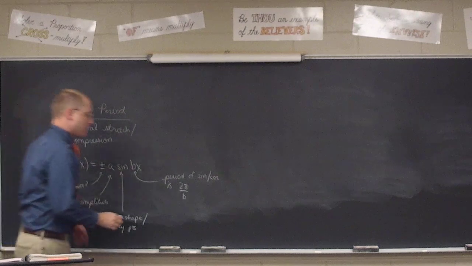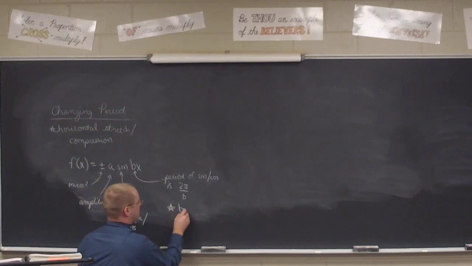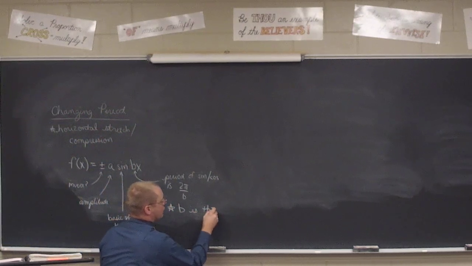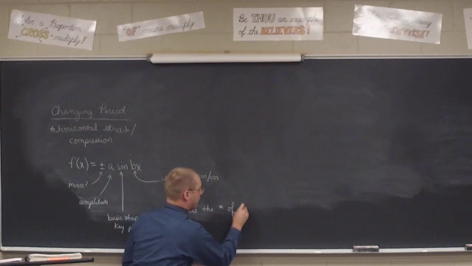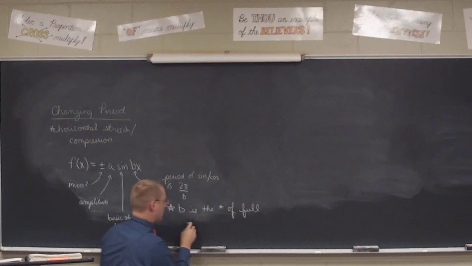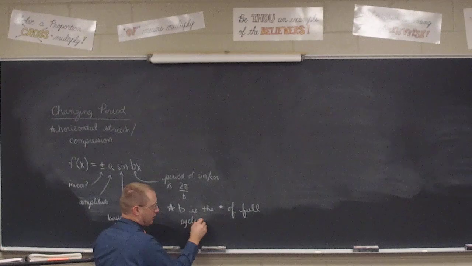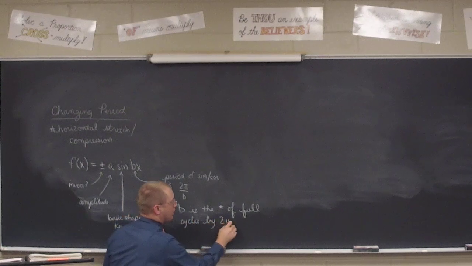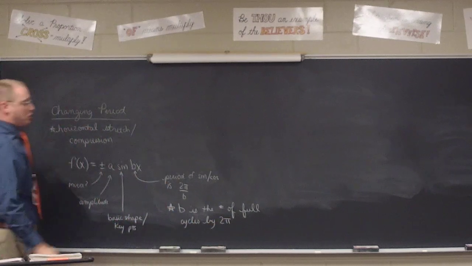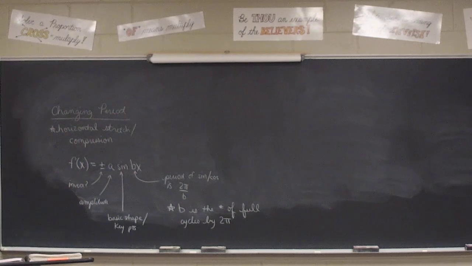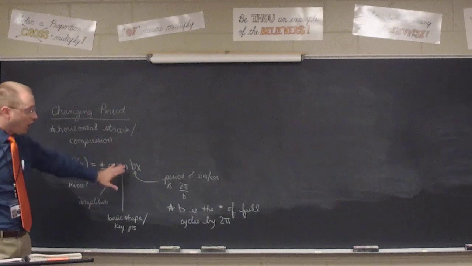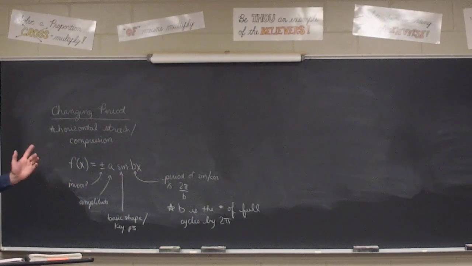Here's another way to think about the b. And if you put a star next to this, b is the number of full cycles by 2 pi. If you graph from 0 to 2 pi, the b tells you how many full cycles of the curve you will see. Normally it's a 1, meaning we normally see 1 full cycle.